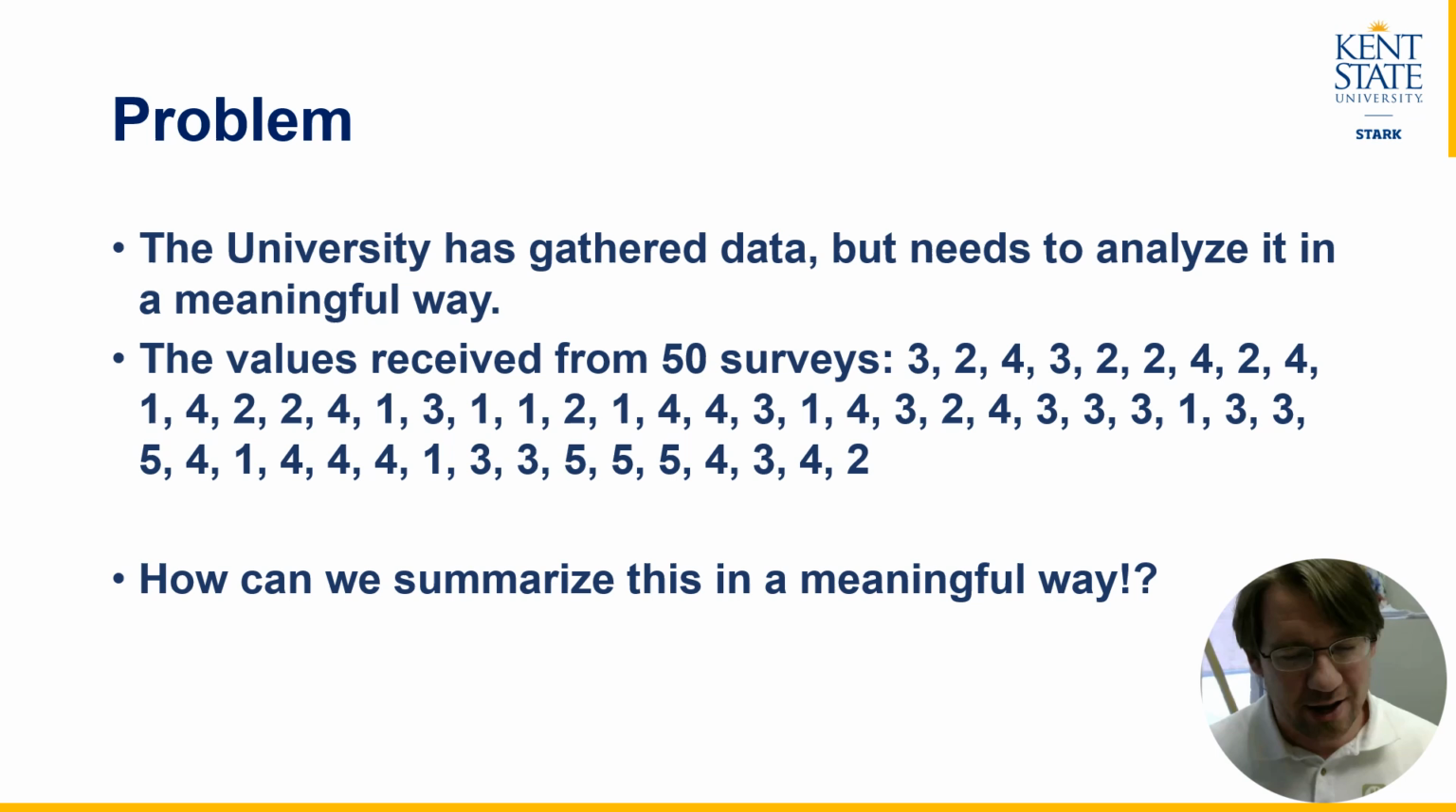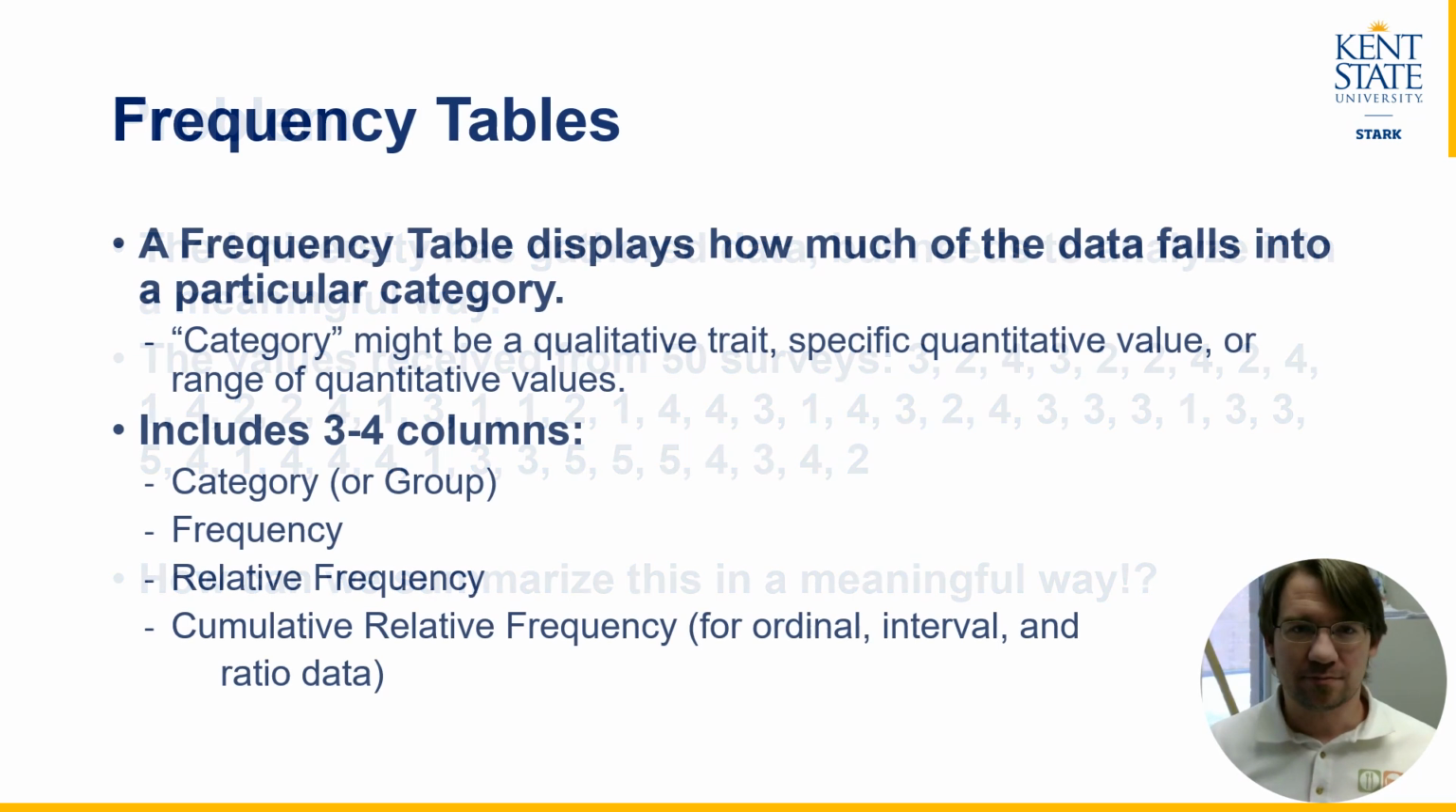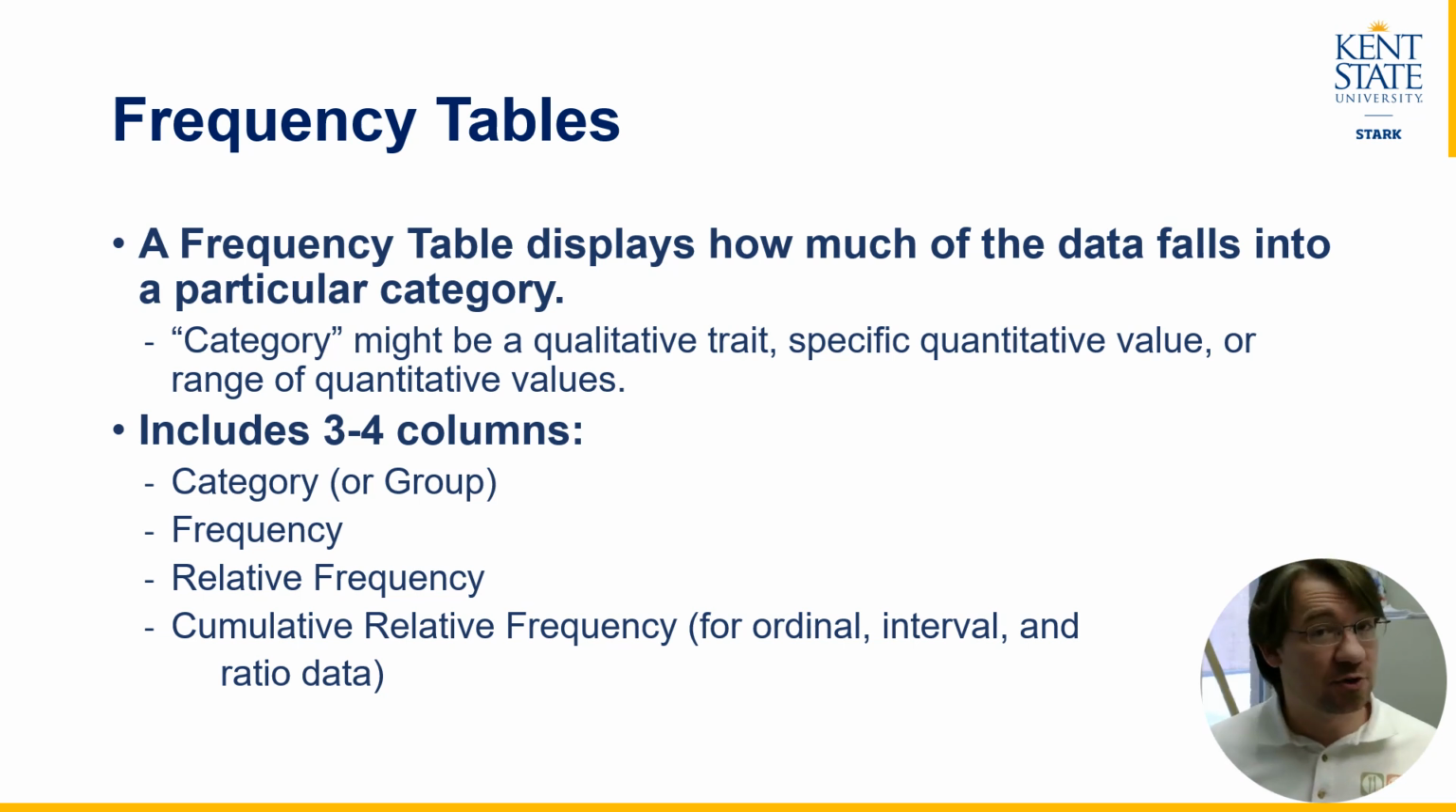I'm not going to read them all out, that would be ridiculous, because the problem is that this list is just hard to interpret as it is. Now, in short, we're missing the forest because of the trees. So, what can we do to summarize this data in a meaningful way? A reasonable first place to start is to use a frequency table.